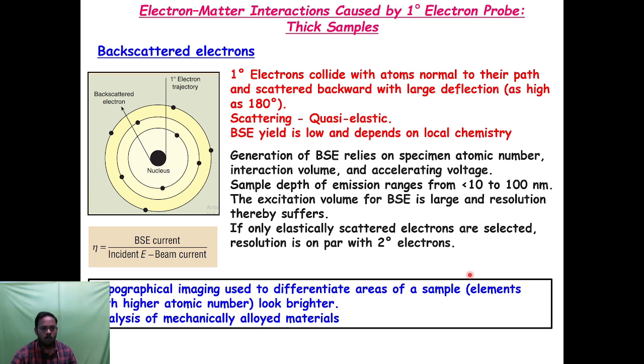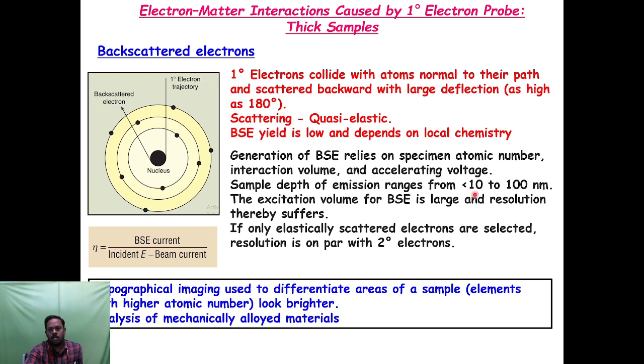Backscattered electrons are one more secondary effect which is used in SEM analysis. Primary electrons collide with the atoms normal to their path and are scattered backward with a large deflection, as high as 180 degrees. These electrons are called backscattered electrons. This scattering is quasi-elastic, and the yield of backscattered electrons is usually less compared to secondary electrons. The yield may depend on the local chemistry of the sample. Generation of backscattered electrons relies on the specimen atomic number, interaction volume, and acceleration voltage. These are the parameters which govern their generation.